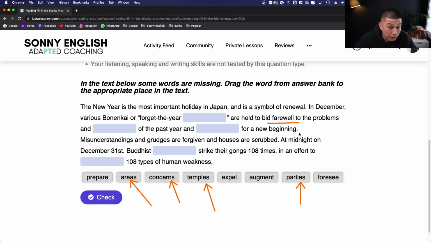Farewell. Some of you probably have been to some of these. A farewell party. Have you been to one? Maybe somebody's moving back to their home country, or maybe somebody is moving to another city. You are saying goodbye. Somebody's changing jobs. You have a farewell party. Yeah, that's what I would pick. Okay, so that's number 1.